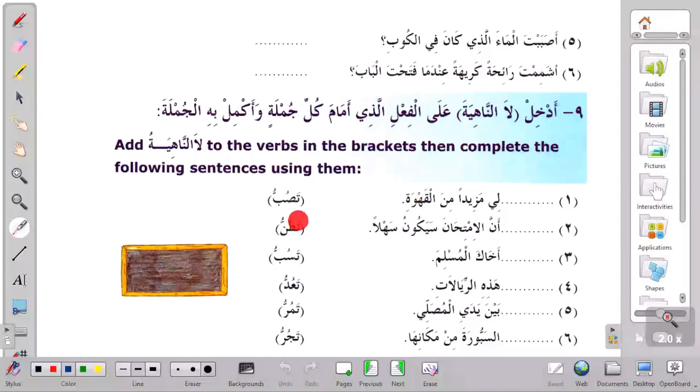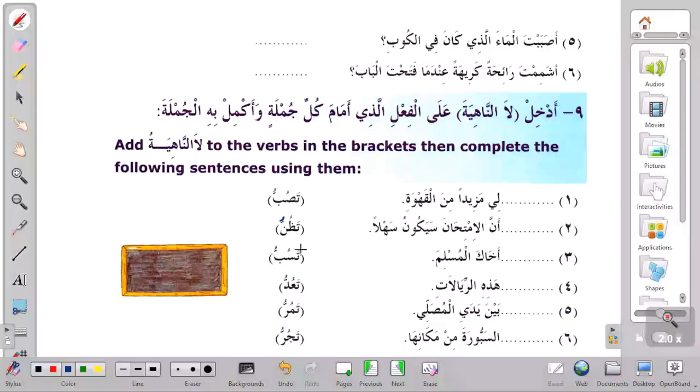Now here, tazunnu. So we add la, so it will be la tazunna instead of tazunnu. As I said, in all the cases here, the last dhamma is just going to tend to fatha, and that's it. That's the only change that will happen. So la tazunna anna al-imtihana sayakunu sahlan. Don't think that the examination is going to be easy.